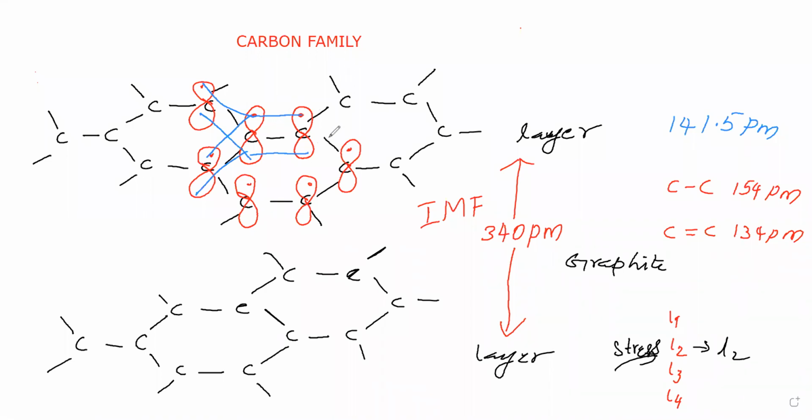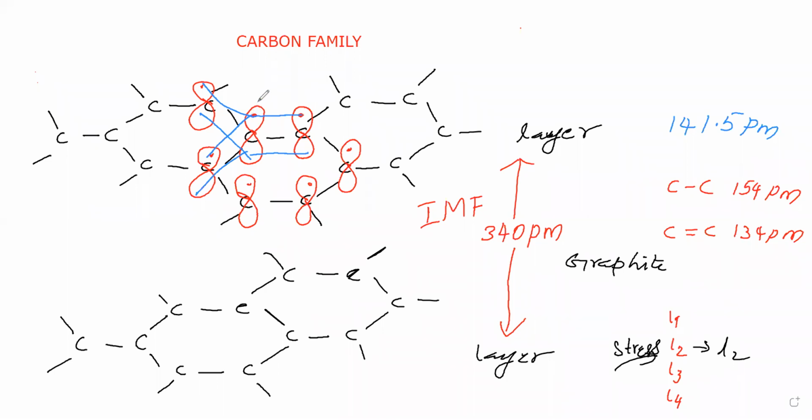Though it is a non-metal, carbon is a non-metal, it is a good conductor of electricity, just like metals. Graphite is a good conductor of electricity because of this delocalized pi electron cloud, that is a free electron cloud. Due to this delocalized pi electron cloud or free electron cloud, it is a good conductor of electricity.